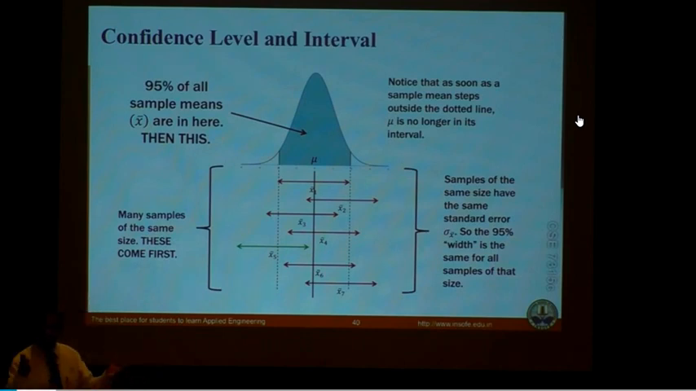Same thing I'm showing in a different chart. Okay. So any sample that you pick in this range will have the population mean covered between the plus minus 2 standard errors. Any sample that is outside of this will not contain it.